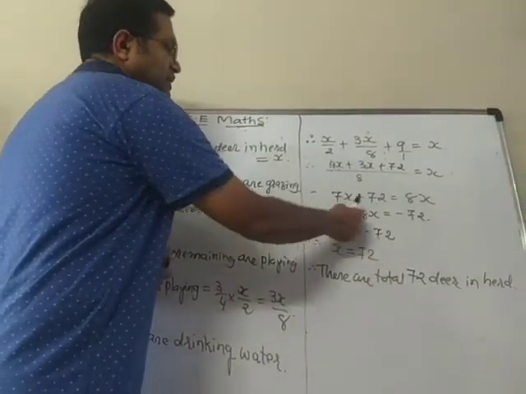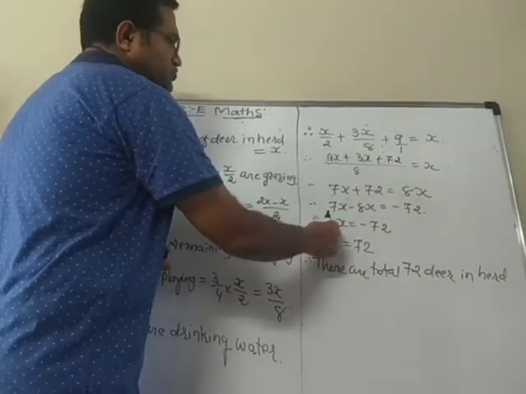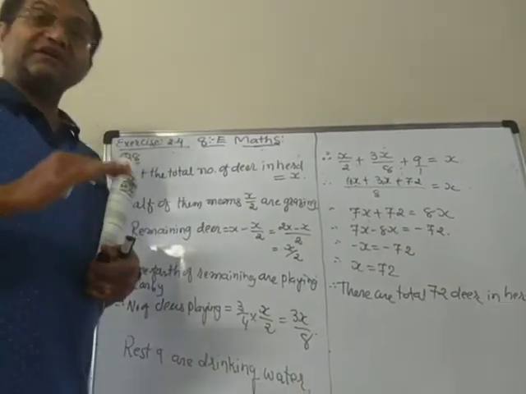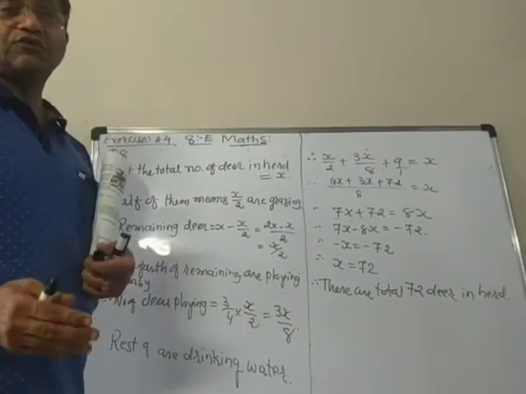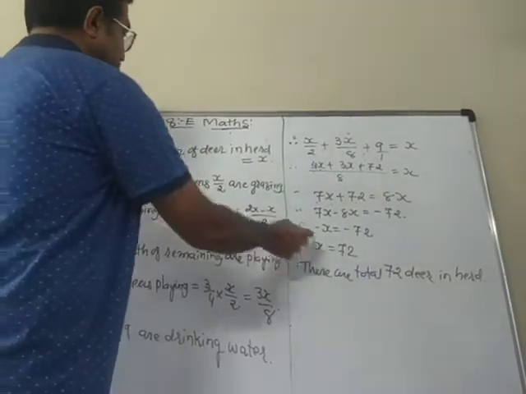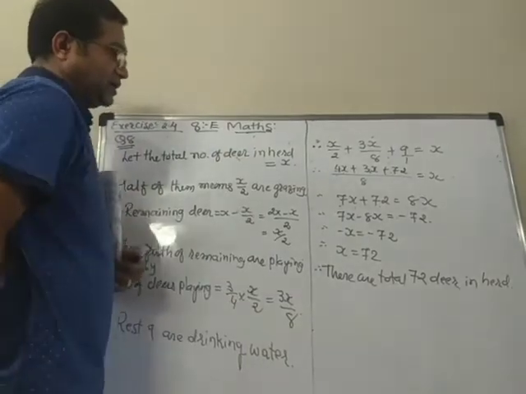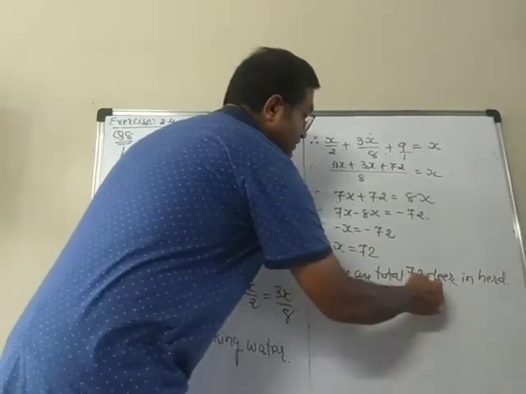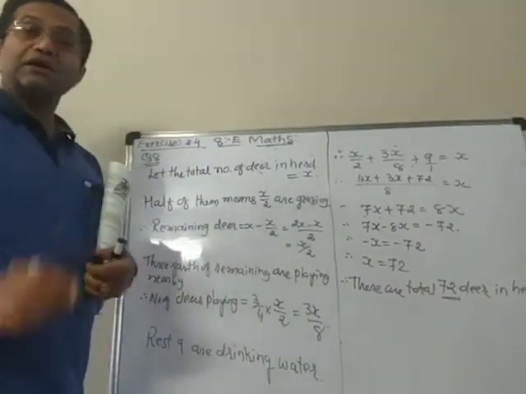Therefore, now 7X minus 8X is minus X. So minus X is equal to minus 72. So here both sides there is a negative sign, so we can take it off. So we get X is equal to 72. What is X? The total number of deer in the herd. Therefore, the final answer is there are a total of 72 deer in the herd.